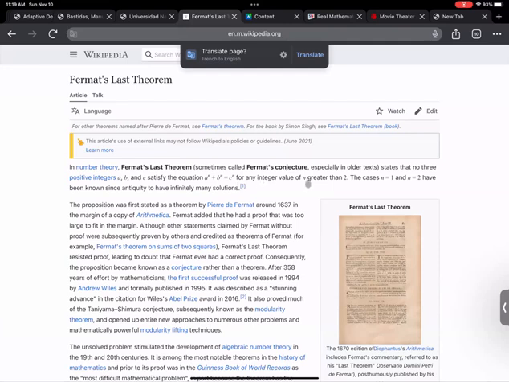So basically, it's saying there are no solutions for a to the n plus b to the n equals c to the n, for any value n greater than 2. Because we know for n equals 2 this is Pythagoras: a squared plus b squared equals c squared. We have solutions that are the triangles. But it turns out that there are no solutions for n greater than 2. That took 300 years to prove.